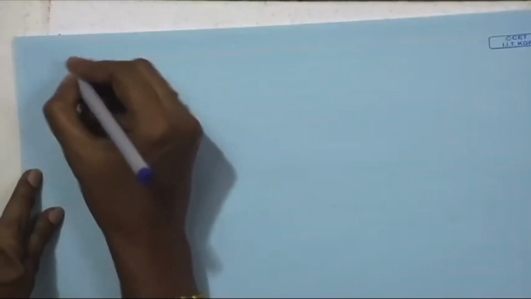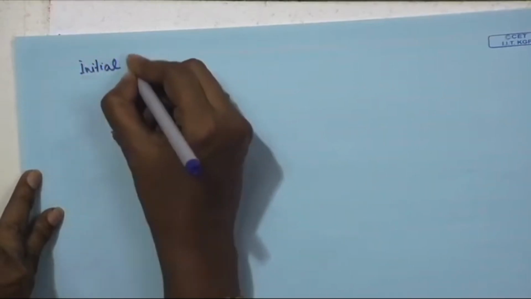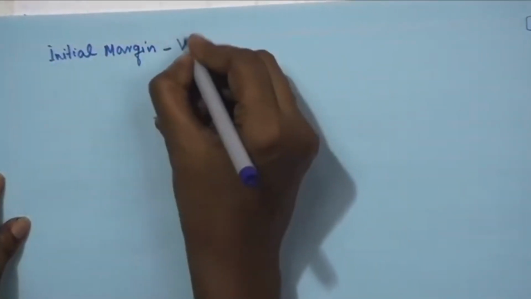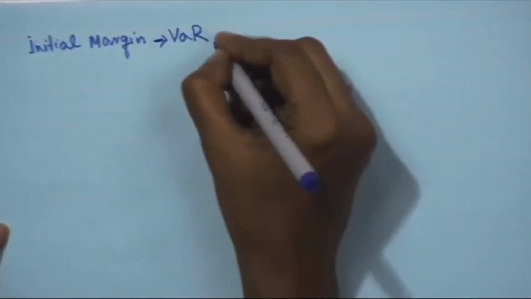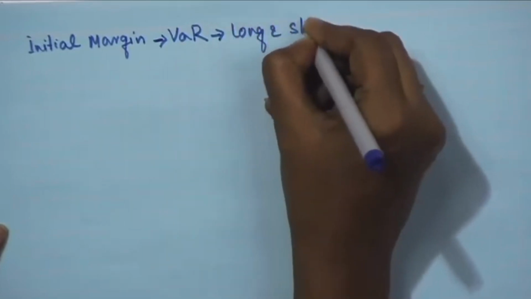rephrase what we discussed in the last couple of sessions in terms of different margins. So, a futures contract requires initial margin to be paid. Exchanges use the value at risk method to calculate the initial margin, and this margin is given by both long and short futures holders.